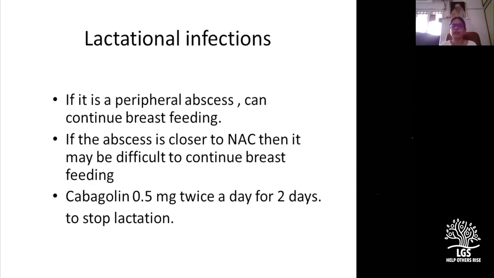I usually wait for some time before we advocate this, because when there is infection and you give cabergoline immediately and she's not able to express the milk out, that stagnates and the infection actually gets worse before the infection gets controlled. So I usually wait for some days before we resort to this option.